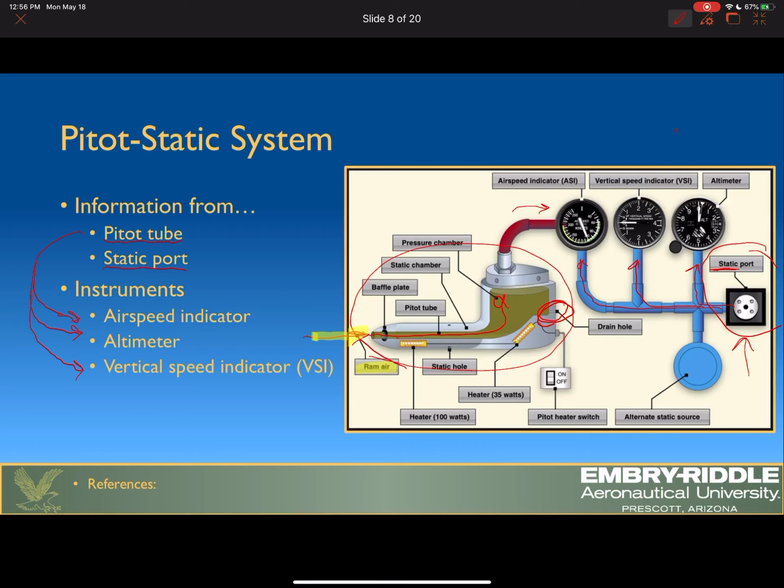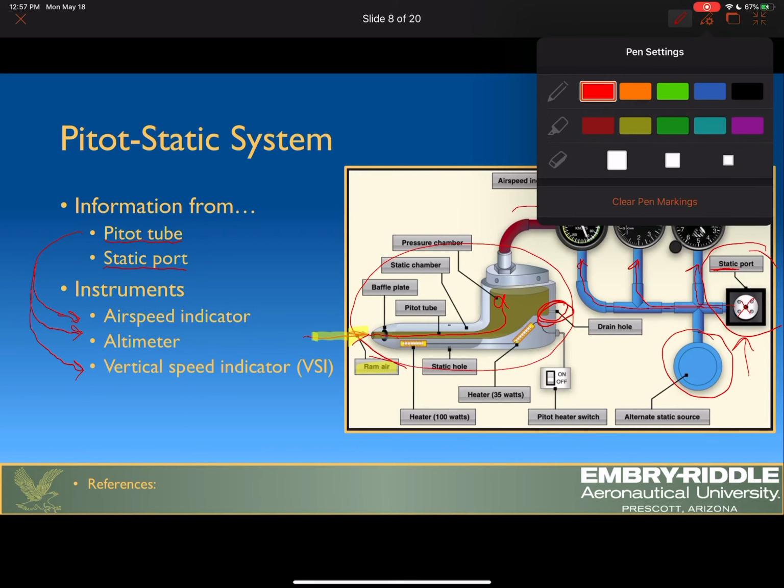Okay, it feeds that static air to all three instruments. And we'll talk a little bit about how each of those instruments uses the static air, but it's important to know that our one static port is connected to all three instruments. And because it's important, we also have an alternate static port inside our aircraft. So if our static port gets blocked, we have our alternate source. All right. So that is our pitot static system.